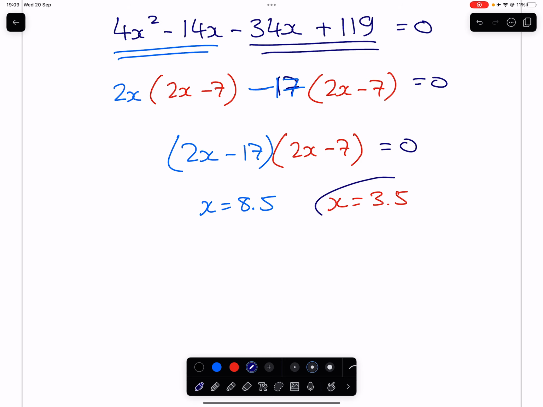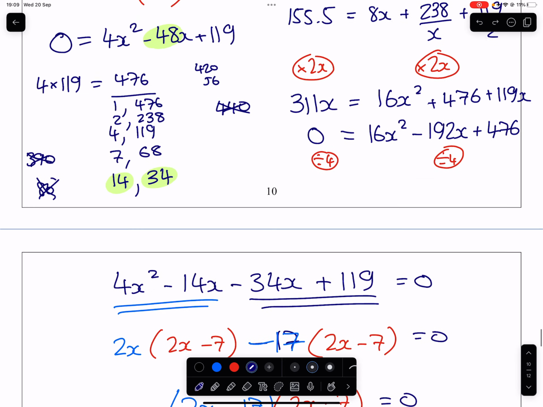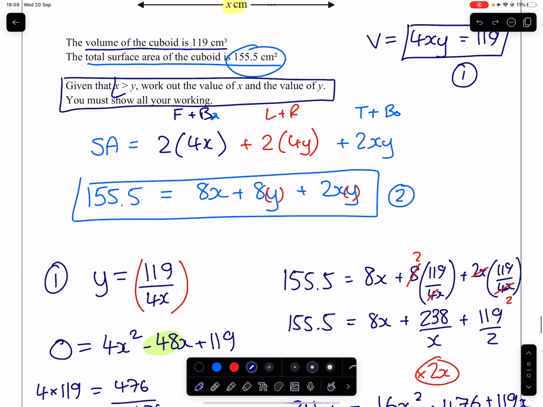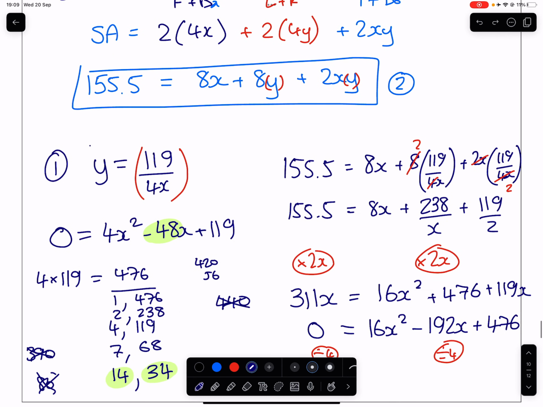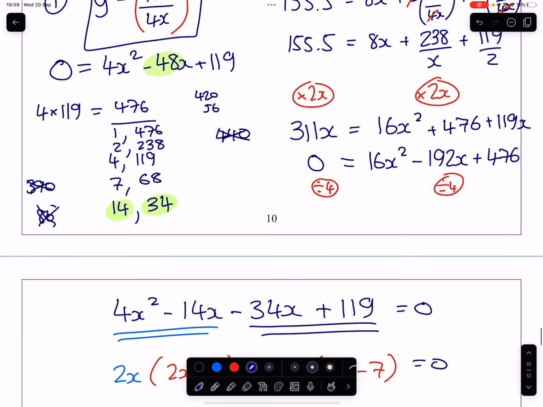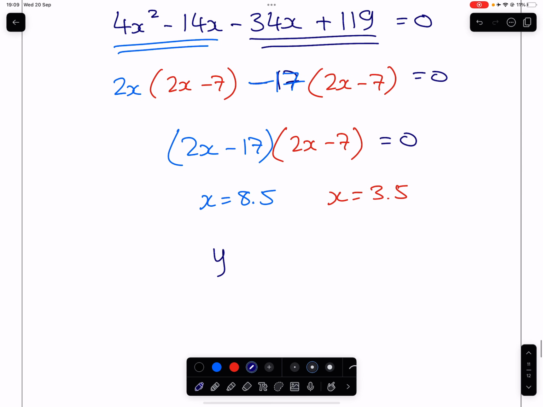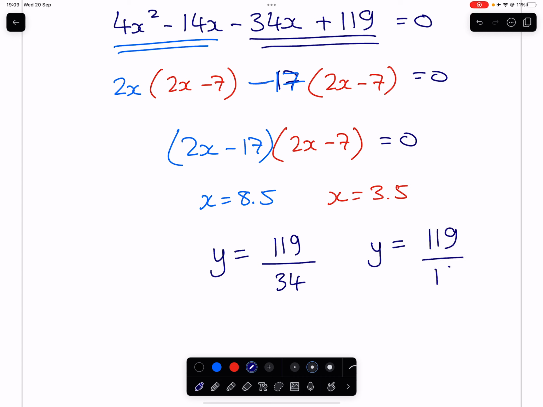So chances are this answer is going to get rejected because it said here that x had to be bigger than y, but we've got to show all of that workings. y is 119 over 4x. So y is 119 over 4 lots of 8.5, which is 34. And y will equal 119 over 4 lots of this, which is 14.